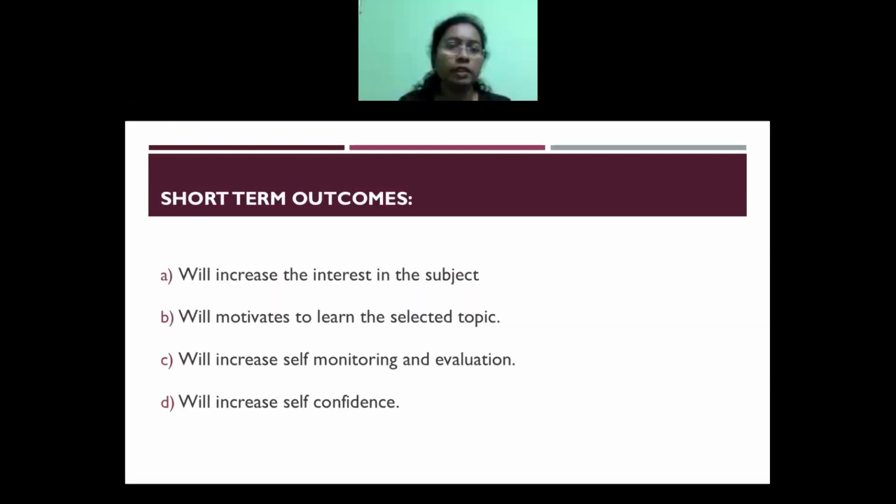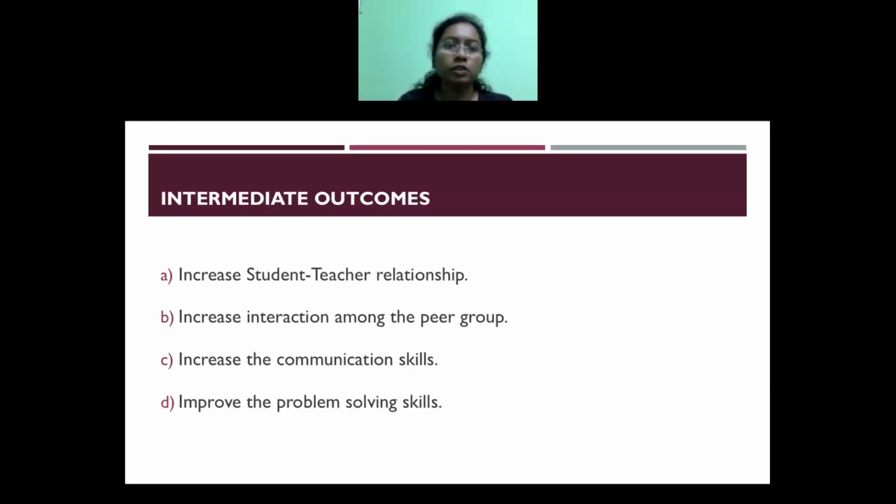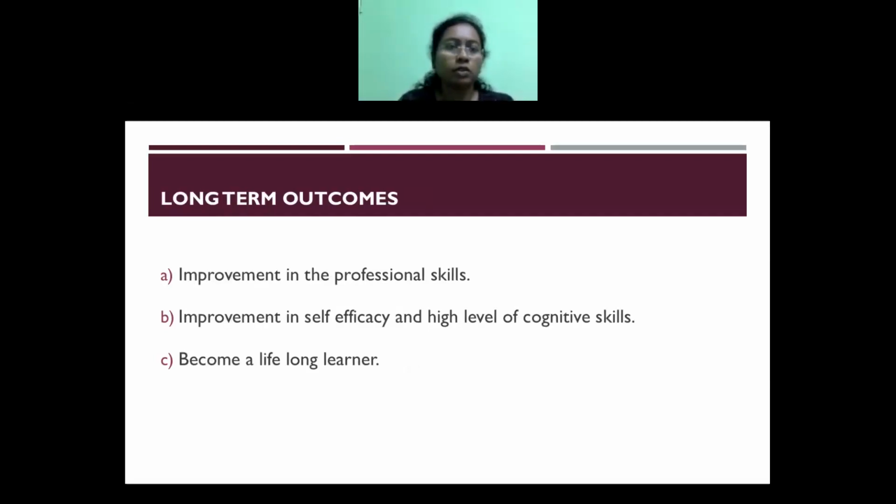The short-term outcome would be an increase in the interest in the subject in the students. The students will be motivated to learn the selected topics, with increased self-monitoring and evaluation, and an increase in self-confidence. The intermediate outcome would be an increase in student-teacher relationship, increased interaction among the peer groups, increased communication, and improvement in problem-solving skills. The long-term outcome would be improvement in professional skills and self-efficacy, a high level of cognitive skills, and to become a lifelong learner.